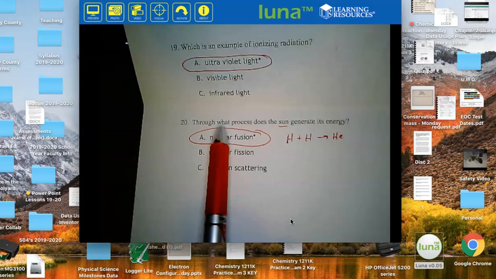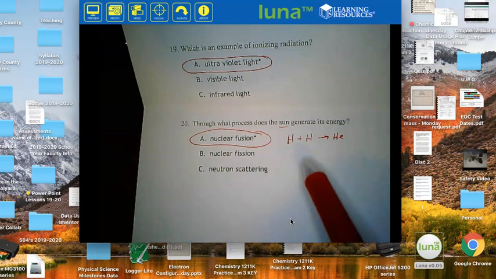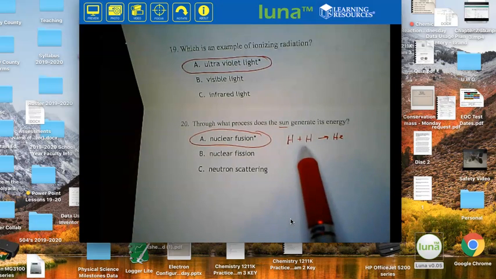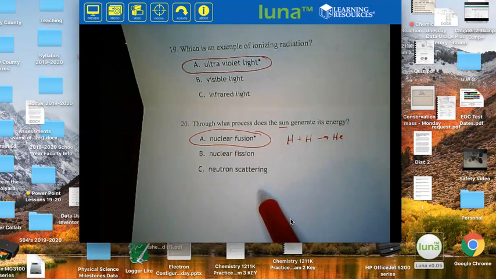Number 20, through what process does the sun generate energy? And that's through nuclear fusion. Basically, hydrogen atoms collide and are fused together to form helium. When that occurs, an enormous amount of energy is released.